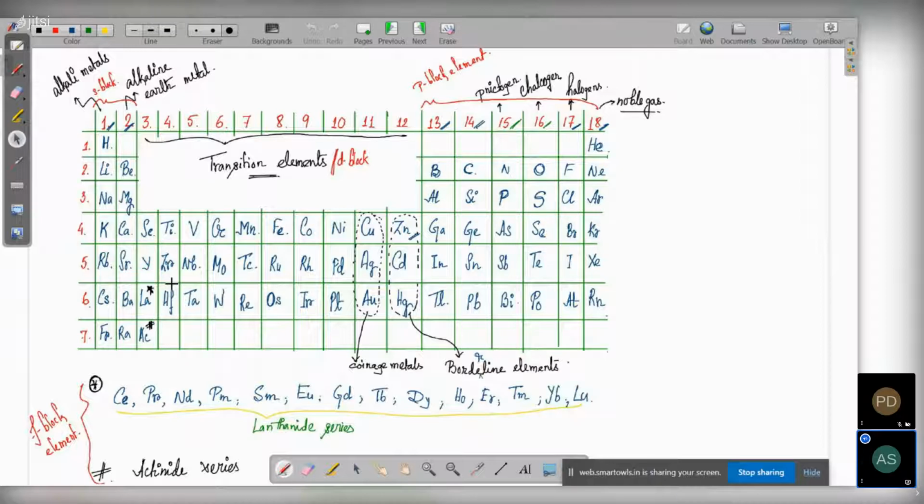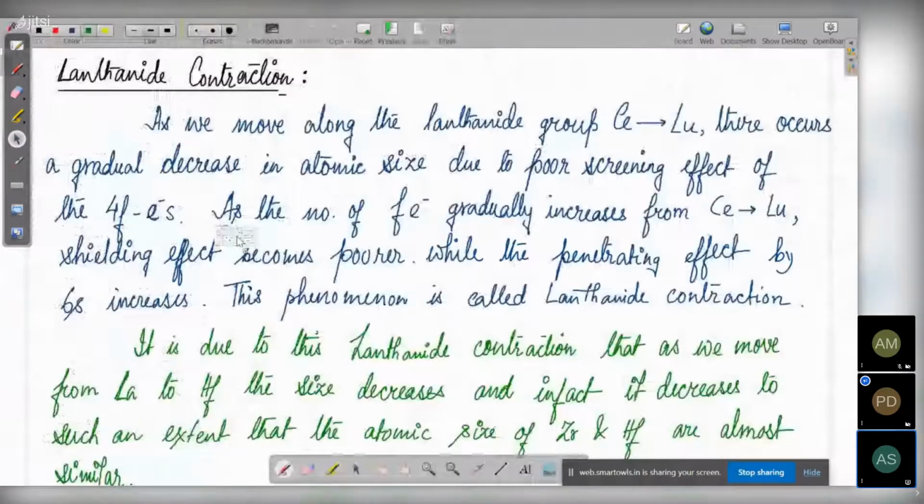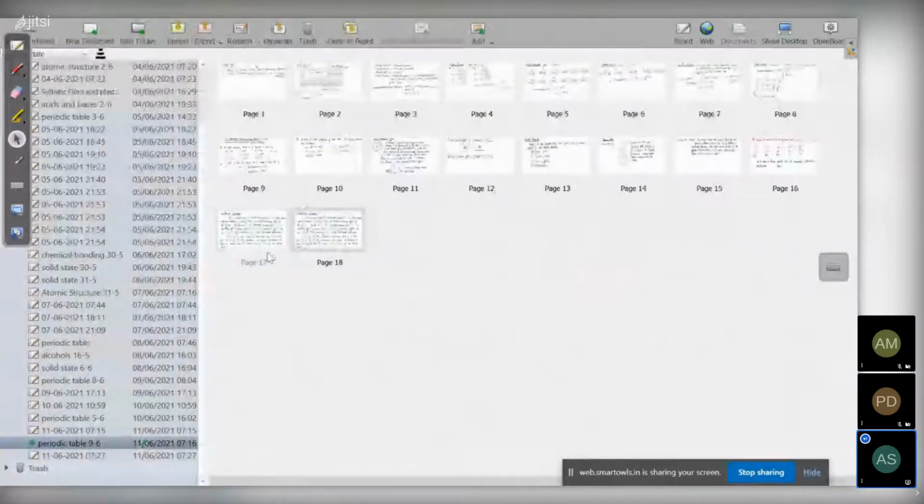Okay, is it clear? Yes, sir. Did anyone join the session? Ayush.